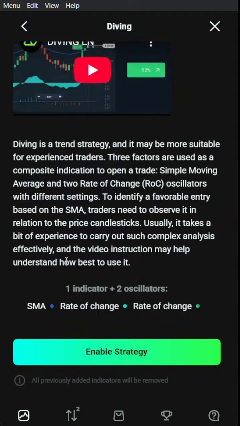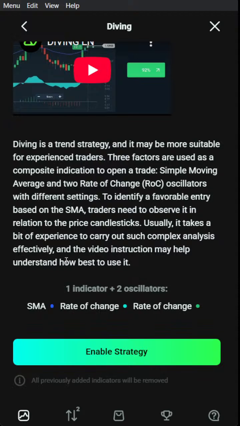Diving is a trend strategy. So the first thing that we need to focus on is trend. If there's a proper uptrend or proper downtrend, only then are you going to trade in this strategy. And it may be more suitable for experienced traders. Don't be scared by this sentence. It is not necessary that you need to carry years of experience. You can certainly learn new things and practice those.